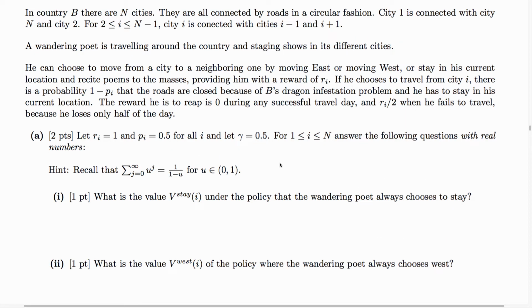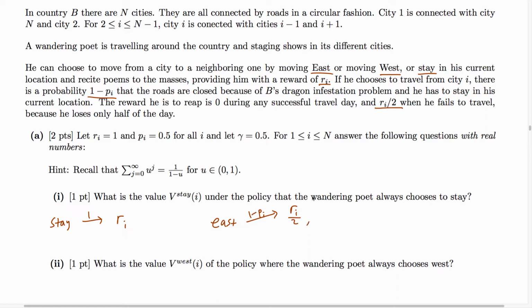Okay, so this question has a lot going on, so let's just make sure we know what everything is. So we have n cities that are arranged in a circle, and at every step, the poet can choose to go east or west or stay. So if the poet chooses to stay, then with probability 1, he's going to obtain a reward of r sub i. If the poet chooses to go east, then with probability 1 minus p sub i, he's going to fail. And if he fails, then he gets a reward of r sub i over 2.